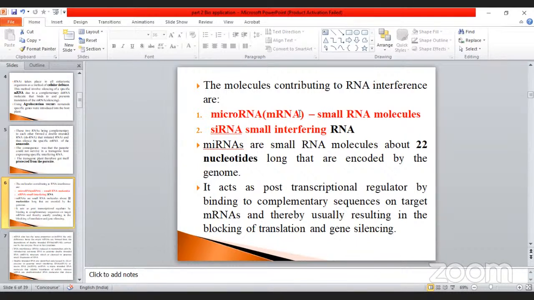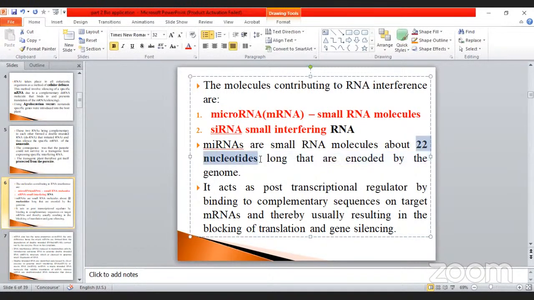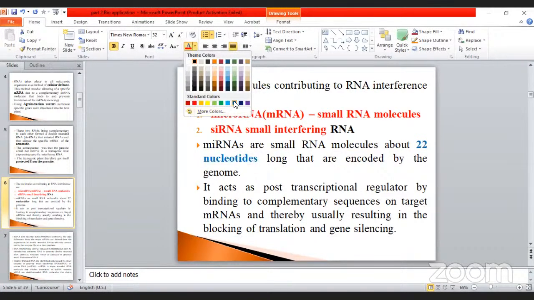So what are they? MicroRNA, simply called miRNA, a small RNA molecule. Another one is called siRNA, small interfering RNA. These are the two molecules essential. See what they will do? miRNAs are small RNA molecules of about 22 nucleotides. So how many nucleotides? Sometimes they may ask this question from the NEET point of view. How many nucleotides are present in the miRNA?